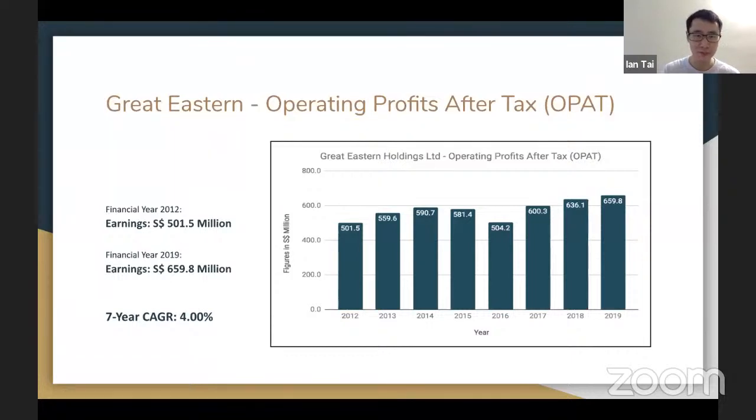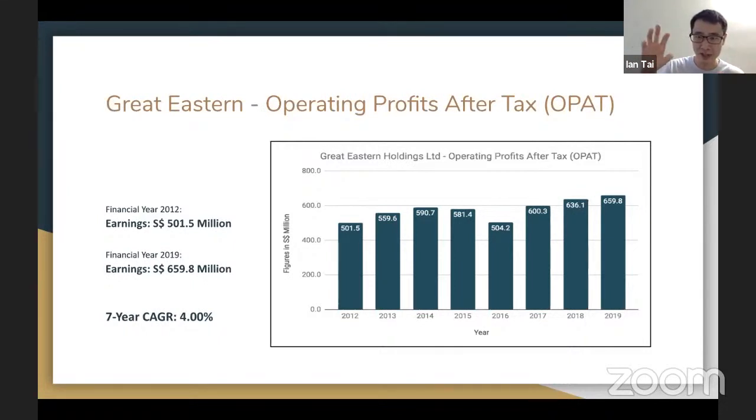One of the factors is how Great Eastern works. Let's say, for example, I'm a policyholder of Great Eastern. I buy insurance policies from them, so I will contribute money on a regular basis. They will take the money, and of course they'll pay the agents and cover operations. But most of this money they will keep, because if one day anything happens to me, they will have to compensate me. So it's better for them to keep the money.